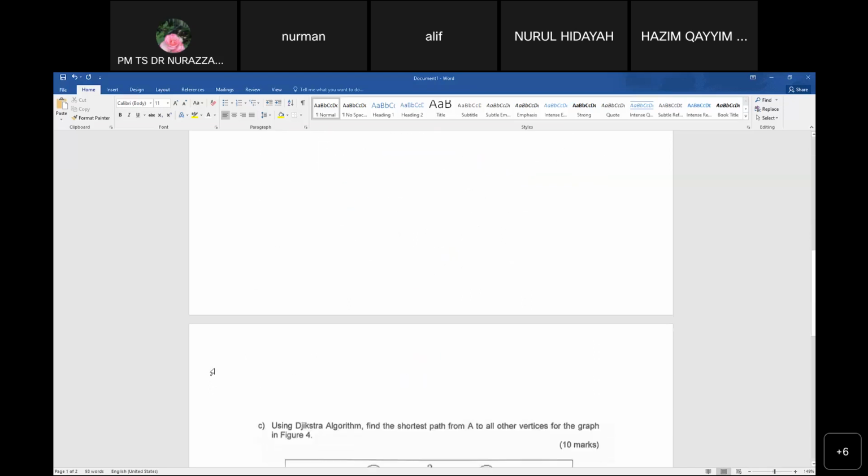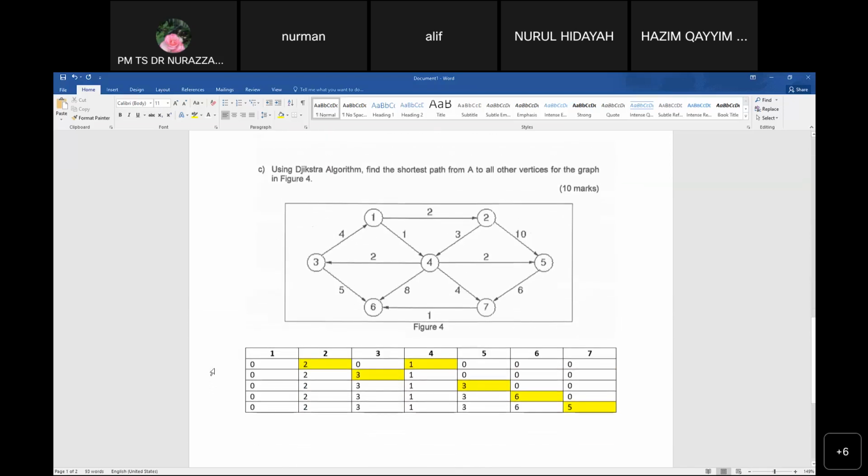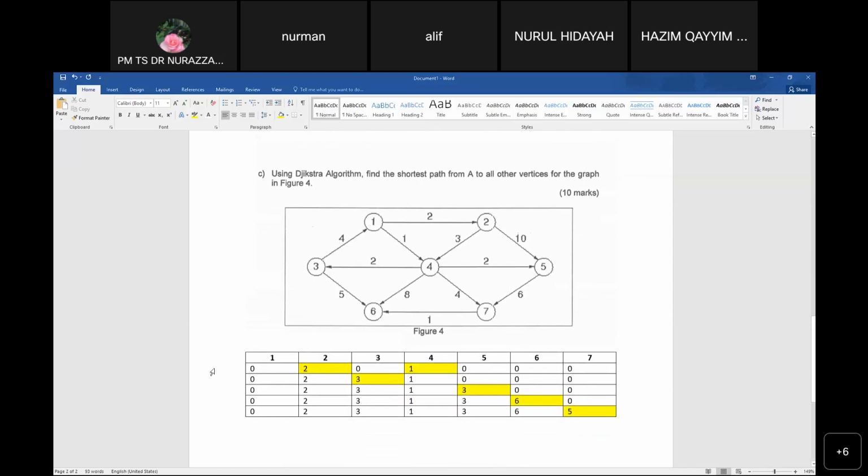Okay, answer for C. With the table here, the minimum weight in the table. Then later you highlight the selected edges that you chose. So this is the final shortest path graph that we will get. You highlight it later. Okay, thank you, Norman.